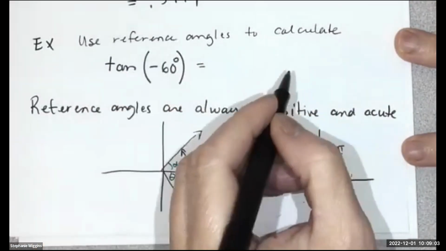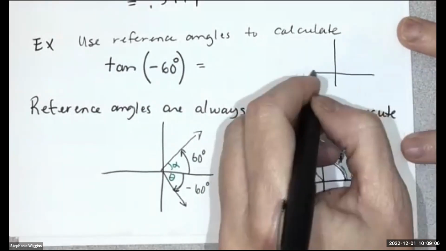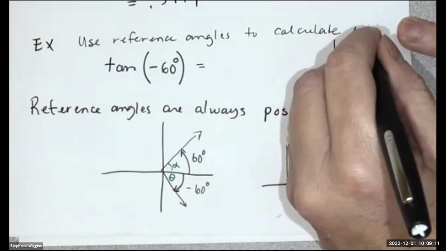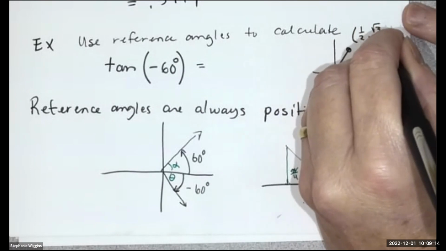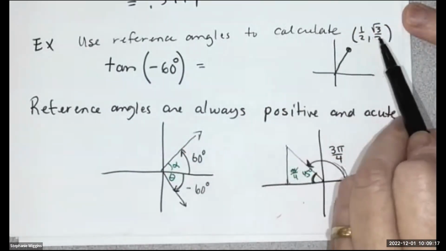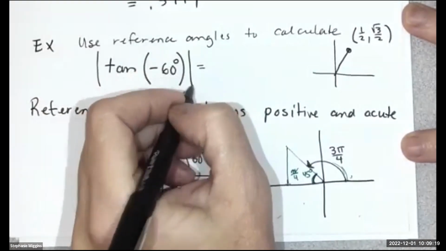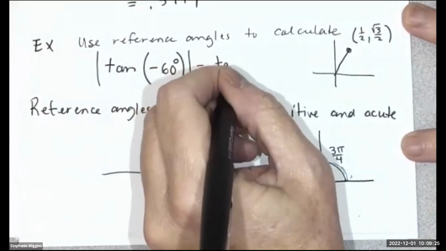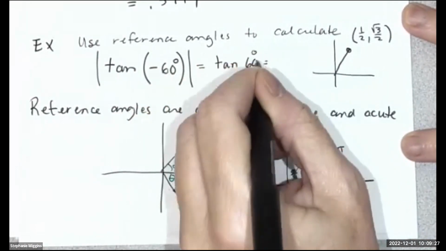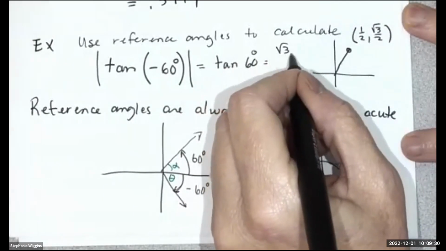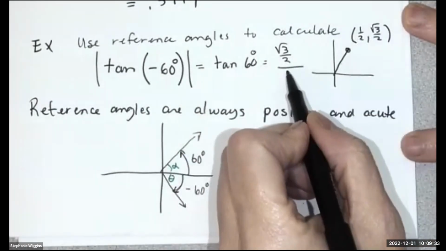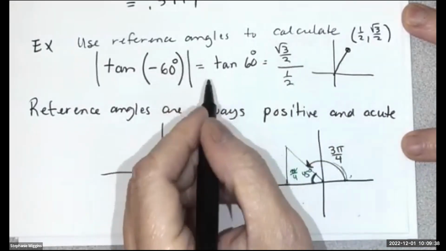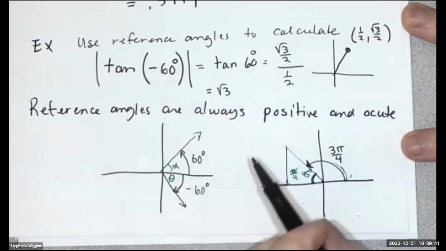60 degrees. So when you go to the unit circle, if you look at the first quadrant, at 60 degrees, this point here is x equals 1/2, y equals square root of 3 over 2. And so when you're calculating tangent, the absolute value is tangent of 60 degrees, okay? So you get the value, which is square root of 3 over 2 divided by 1/2. So you calculate the value first, and that is going to be square root of 3, okay?